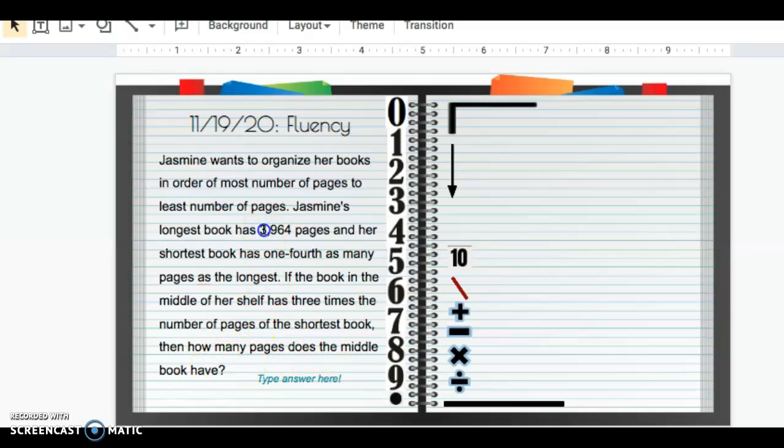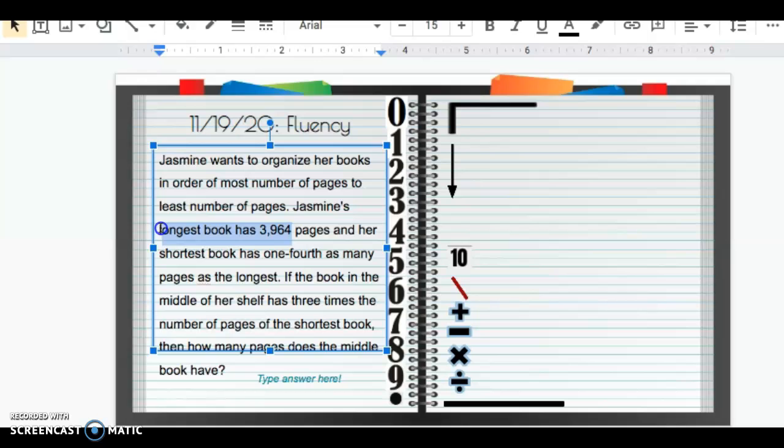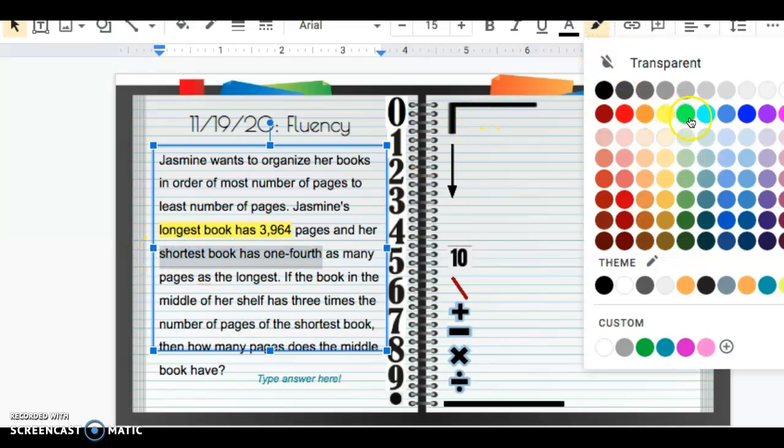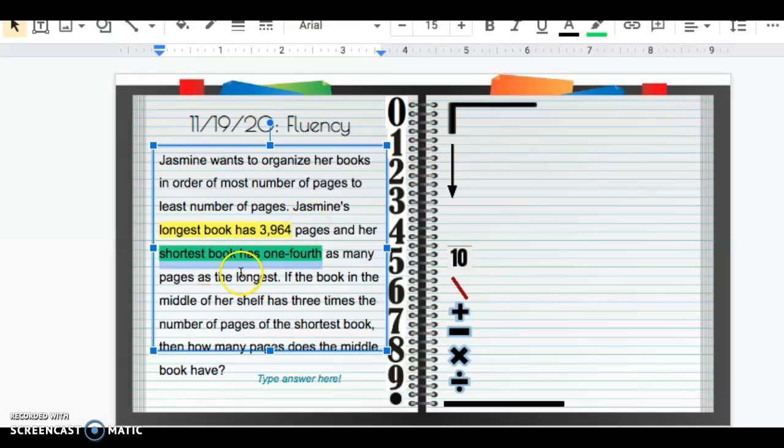Okay, so her longest book has 3,964 pages in it. All right, and her shortest book is 1/4 of that. So that means I should be able to take the longest book and break it into 4 different groups. Okay, but then I have to figure out the length of the middle book, and this middle book is 3 times the number of pages as the shortest book. So that means I have to do something with that information.